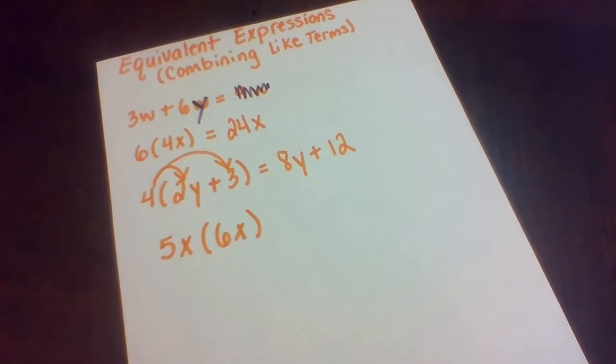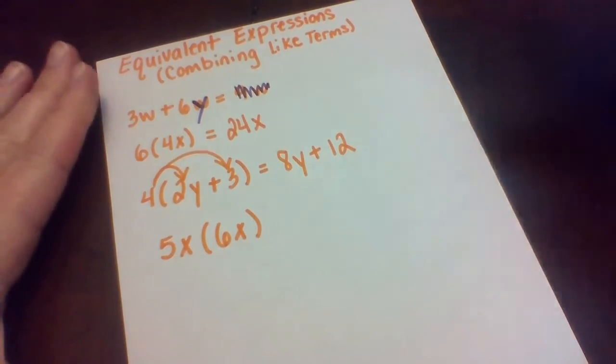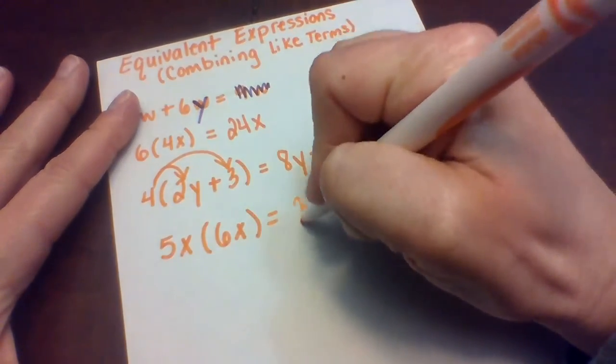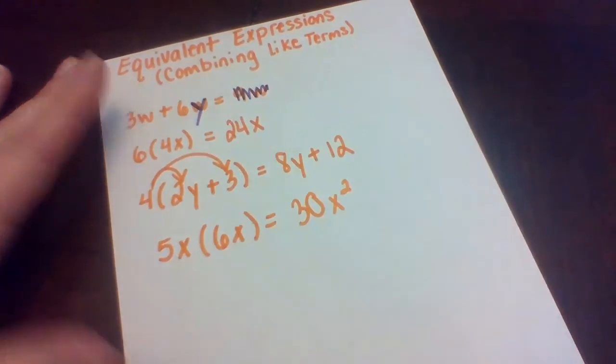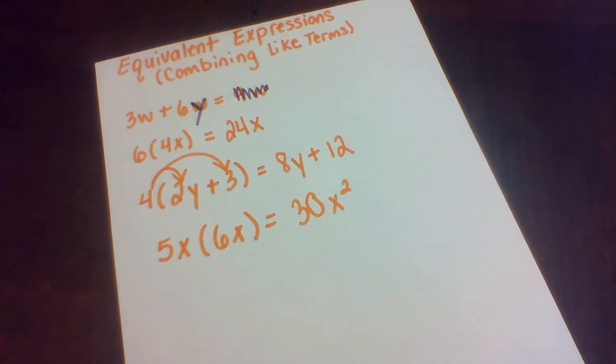And then the next one, we have an x with the 5 and an x with the 6, but 6x is in parentheses. So this one's a little bit trickier because we're multiplying the x's together, which means we're going to end up with x squared. So we have 5 times 6 is 30, and then x times x is going to give us that x squared. Hopefully this helps you understand a little bit about equivalent expressions.